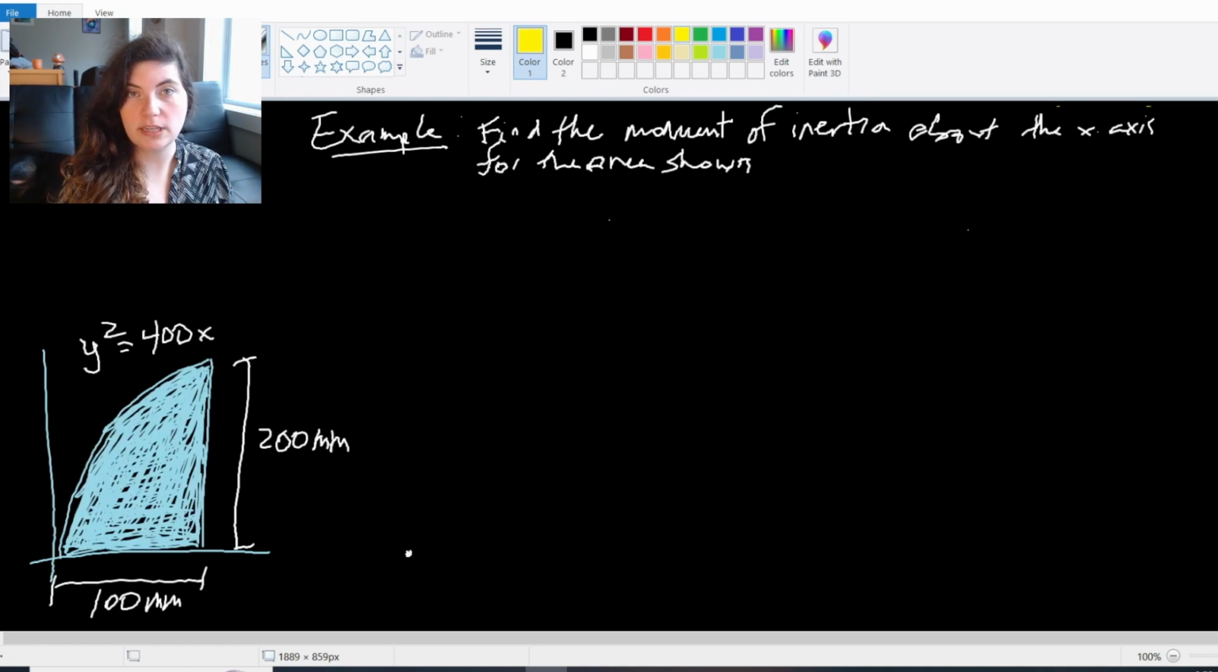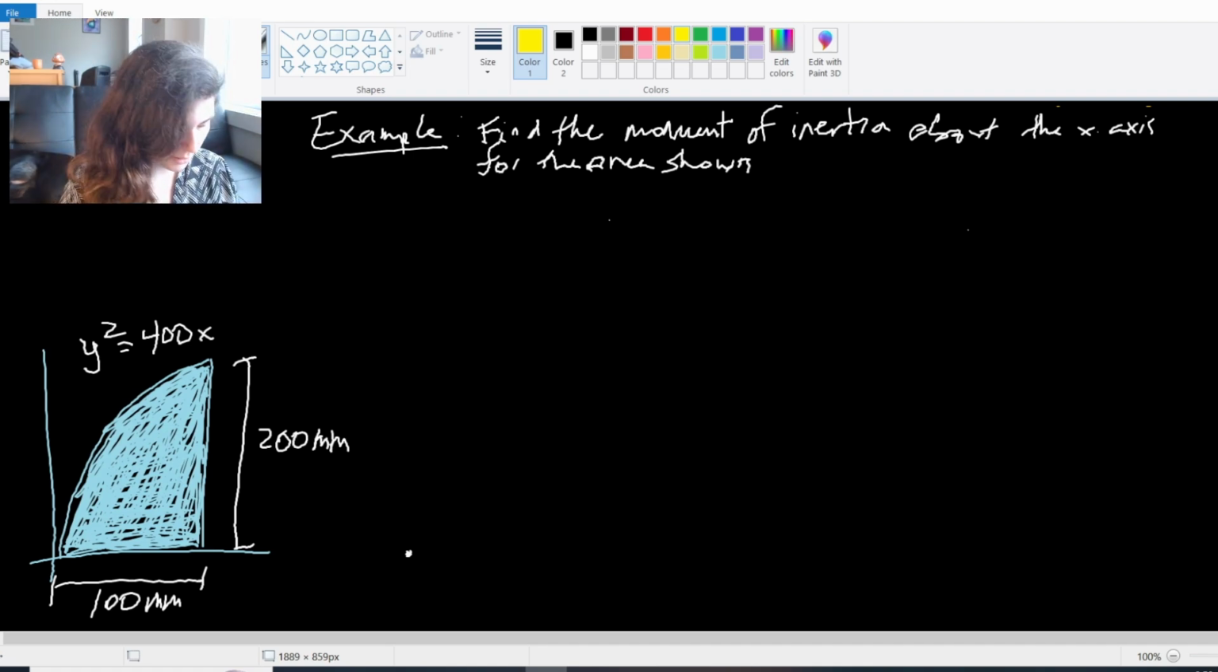So in this example, it asks us to find the moment of inertia about the x-axis for this area shown. And we have two ways that we can go about doing this. We can either use the basic integration method, so that's the first two equations that were on the left side, or we could use the parallel axis theorem, and those were the two equations that were on the right side. So we have to pick one of those methods, and the way we do that is by picking our differential slice.